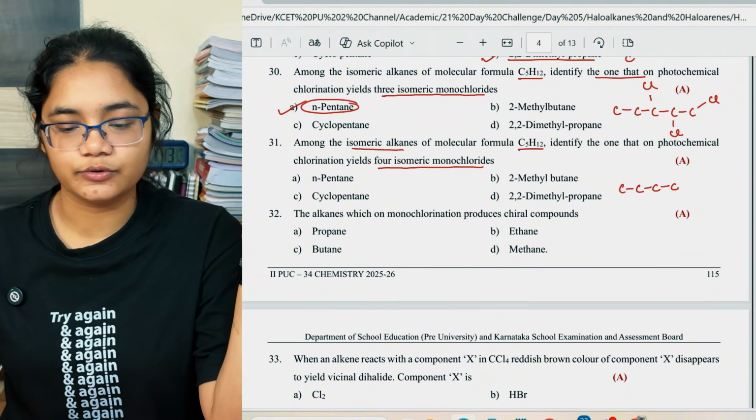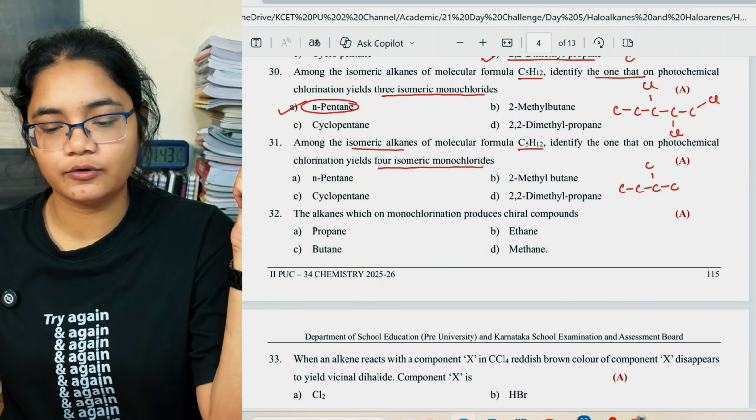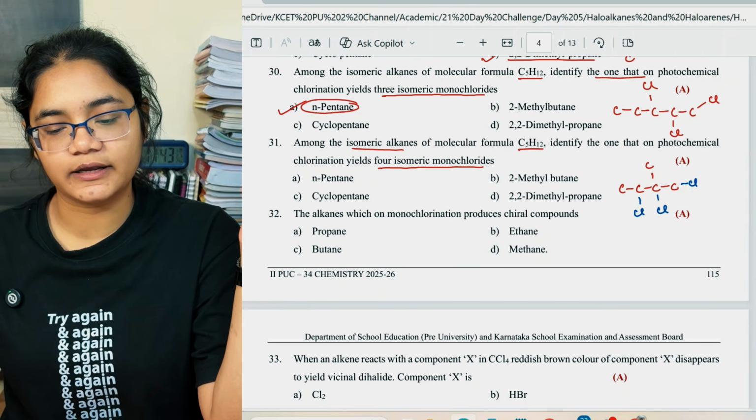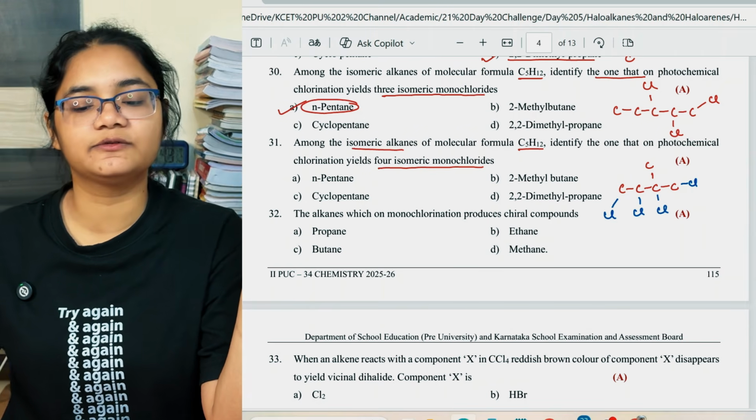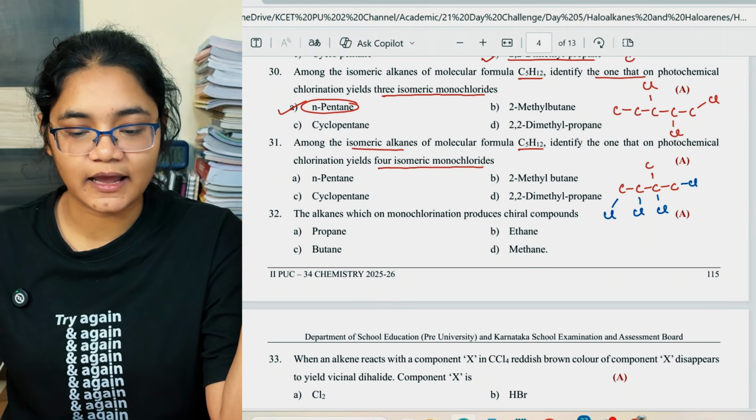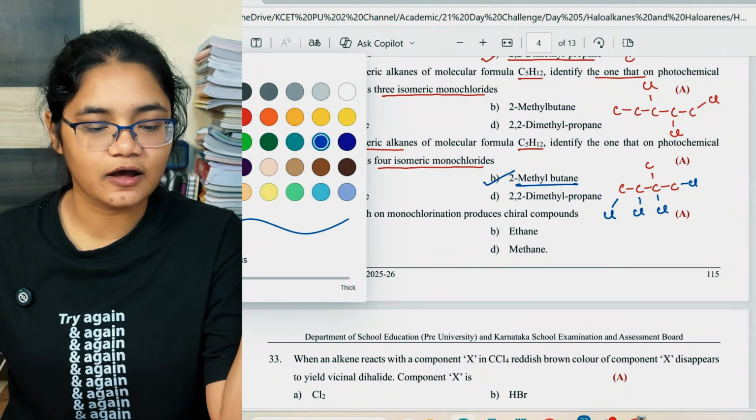How? So I'll show you here. I'll be using a different color to show chlorine. So one chlorine can come here, that is one product. Then the second chlorine can come here, the third can come here, and the fourth can come here, and all these products are different. So that is 2-methyl butane. Okay, so we have that one. Yes, 2-methyl butane is the correct answer.